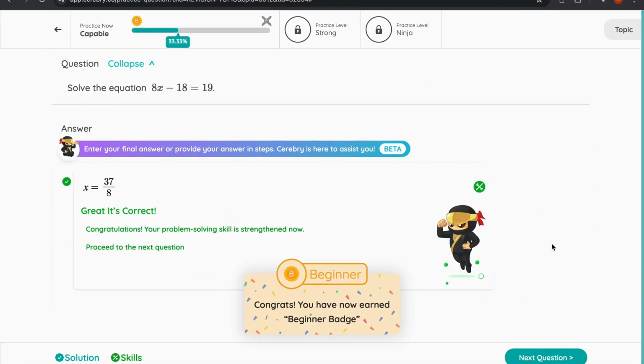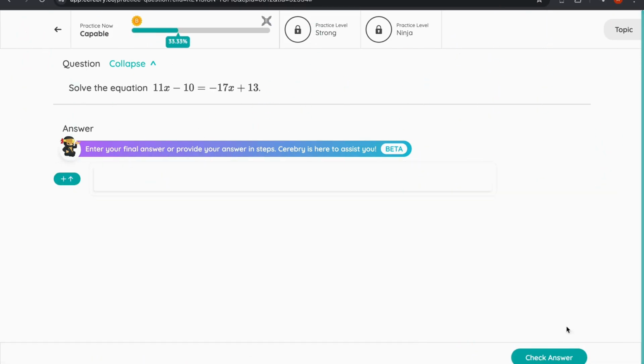This is correct. So let's go to the next question. Let's say this equation is complex for few users. In that case, they can choose to input this step by step.